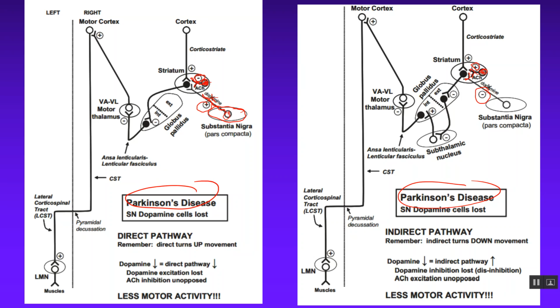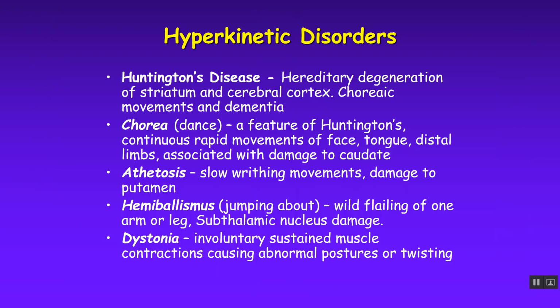So the net effect is less motor output because the direct loop normally excites motor output, but it's not doing its job as well. The indirect loop is normally inhibited because the indirect loop lowers motor output, but now it's no longer being inhibited, so the indirect loop is inhibiting motor output. So the net effect is a decrease in overall motor output. Direct loop got turned down, the indirect loop got turned up. You lost that balance between the two, okay? That's Parkinson's, okay?